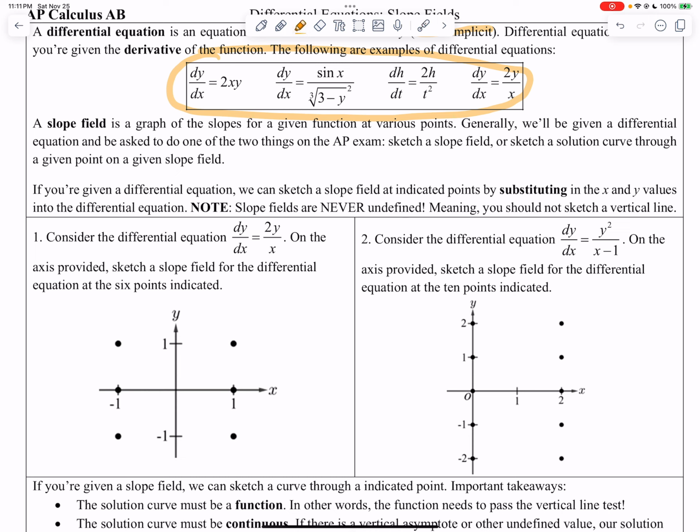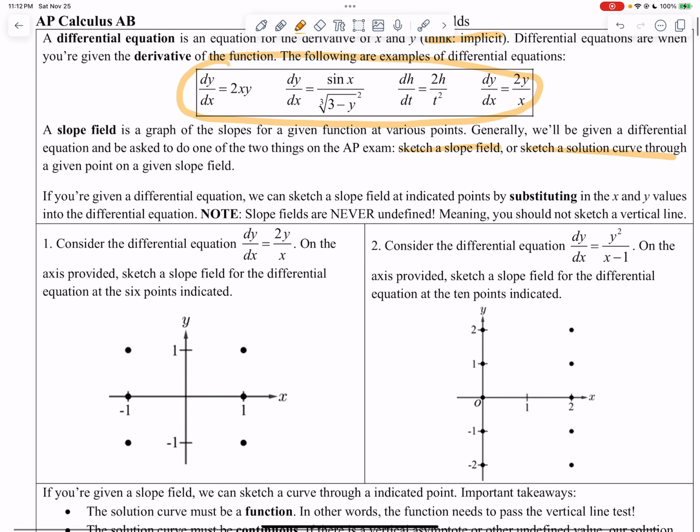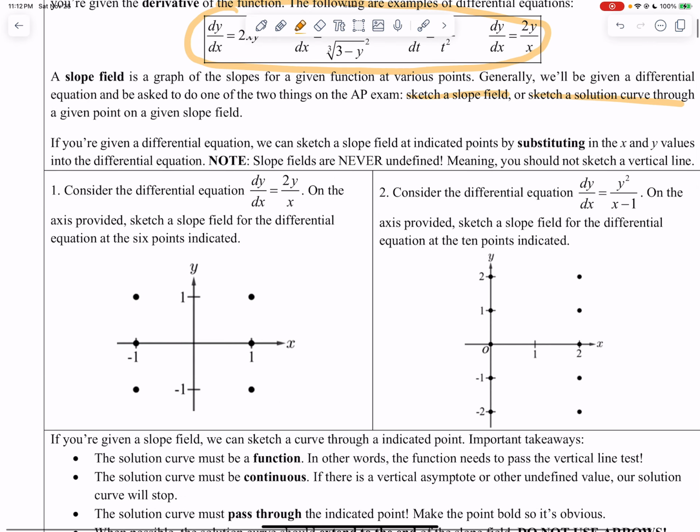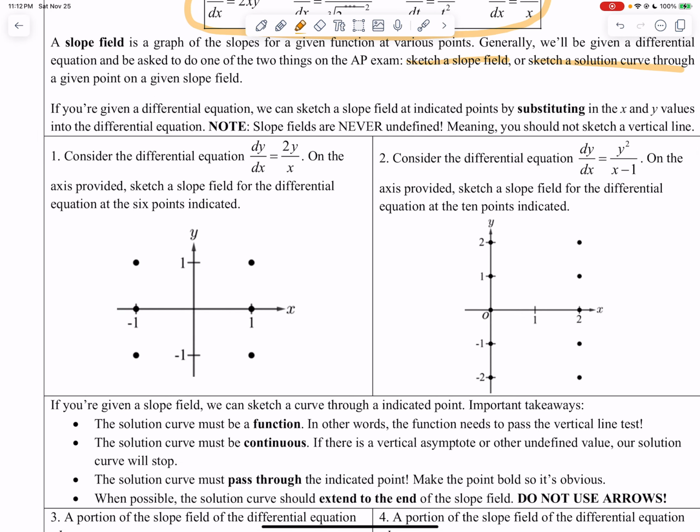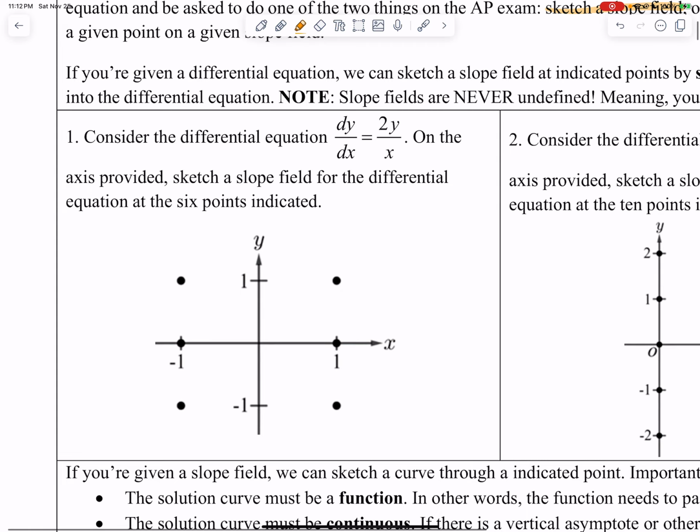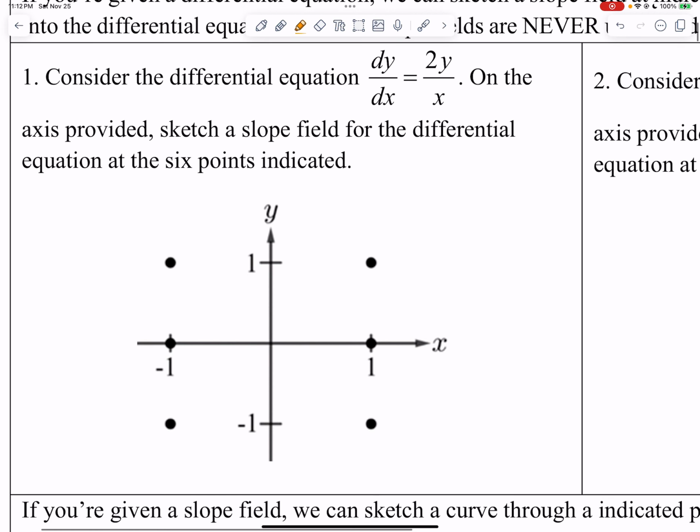Essentially, if you're given an FRQ, you're going to be doing a couple of things. You're either going to be sketching a slope field, or you're going to be sketching a solution curve through a given point on a slope field, or you're going to find a general equation for the differential equation given an initial condition. But looking at number 1, right here, we have the differential equation dy dx is equal to 2y over x.